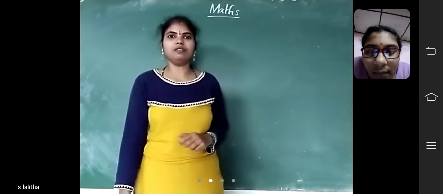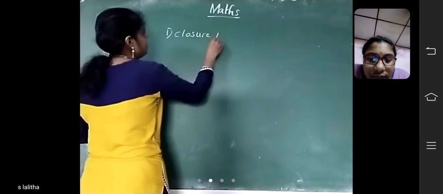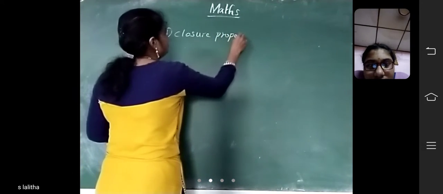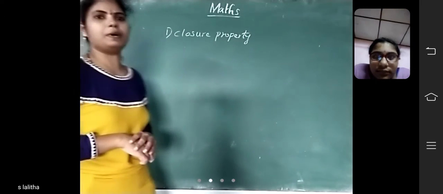Okay, ma'am. So in the previous class, what did we learn, children? We learned about the properties of integers. What is the first property? Closure property. What is called closure property, children?